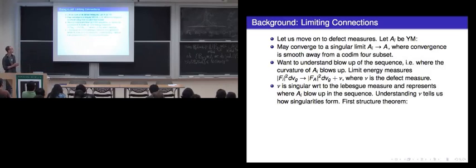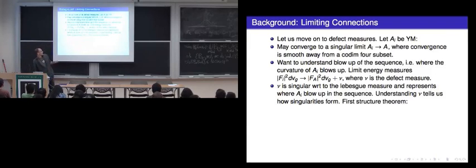And sort of clearly, understanding this defect measure is telling us about how singularities form. Because they're telling us about where the blow-up is occurring, how much blow-up actually occurred, the structure of this blow-up, and so forth and so on. So one really wants to understand what do these defect measures look like. Right? They're telling us everything we want to know about what went bad in that sequence.